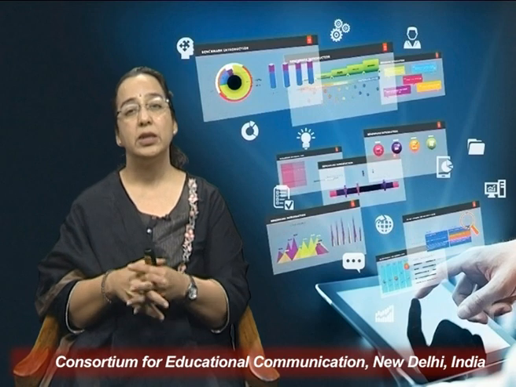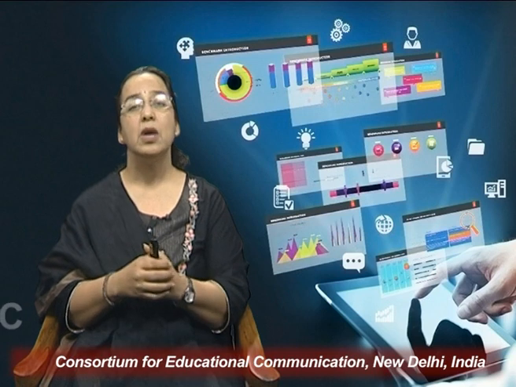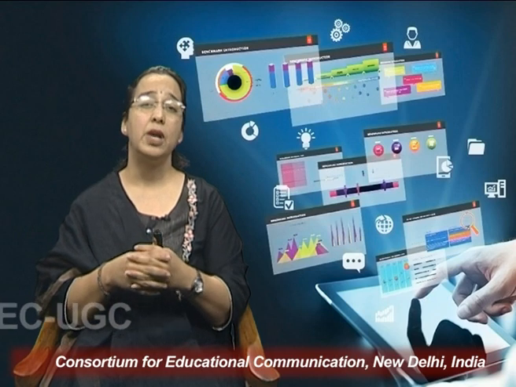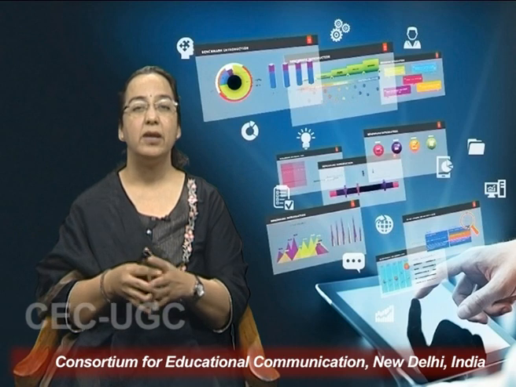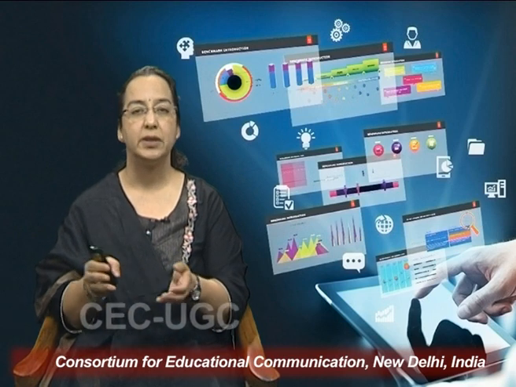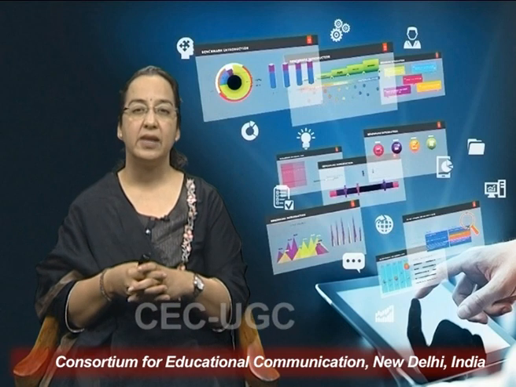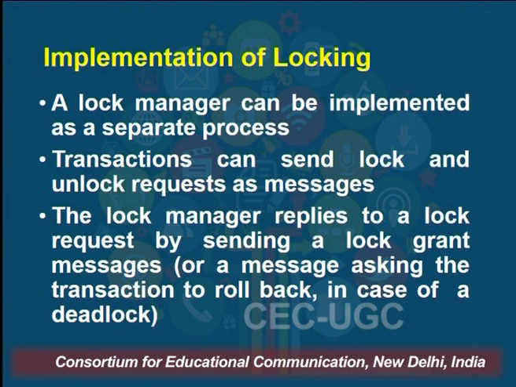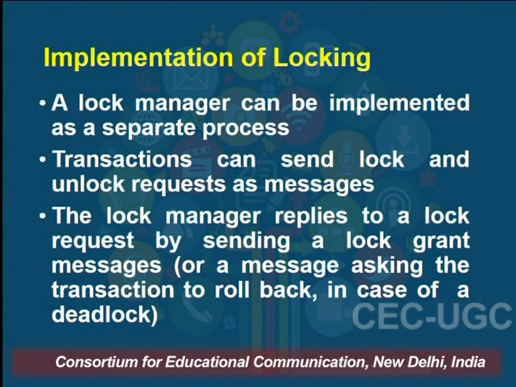Now, when we talk about these locking protocols, how are these to be implemented? For implementation of locking, there is a lock manager, which is a separate component or process. Transactions can send lock and unlock requests as messages to this lock manager only, and the lock manager replies to a lock request by either sending a lock grant message, or a message asking the transaction to roll back in case of a deadlock. It depends on the situation, and it is the lock manager who replies to the request.